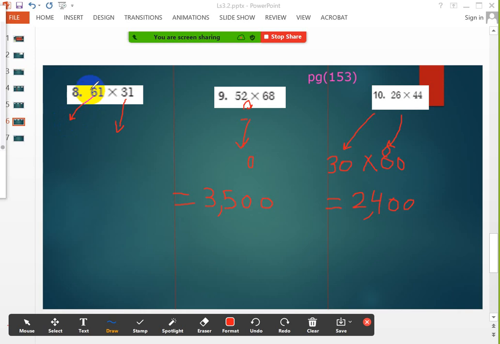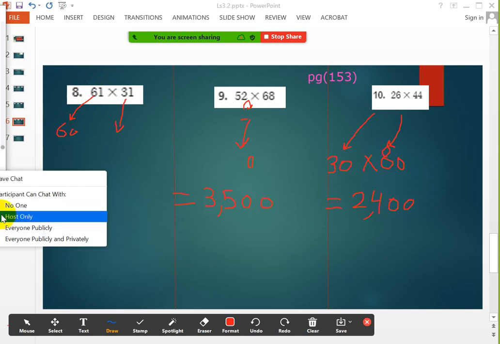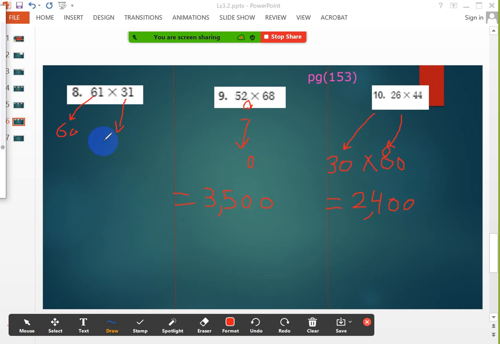6. Before the tens I have 1. 1 is less than 5, right? That means I have to keep the same 6. Yes. Very good. 60. What about 31? 30. Very good. The same strategy, so it will be 30.